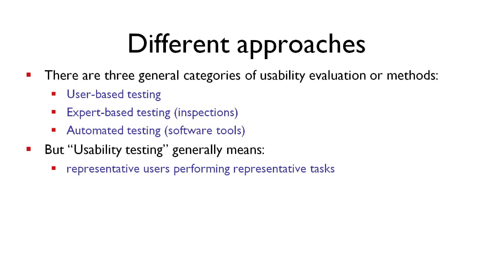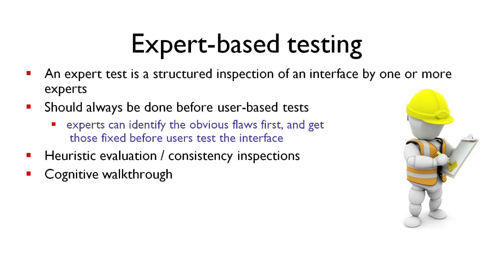So there are different approaches to usability testing. Most of the time what we're talking about is user-based testing, or usability testing in the strict sense, where users perform a set of tasks. But there are other approaches as well that are used for usability evaluation: expert-based inspection methods and automated testing with software tools. We're going to talk mainly about the expert-based testing methods now.